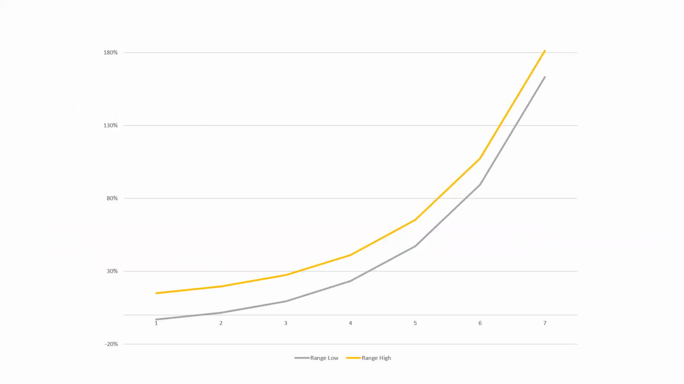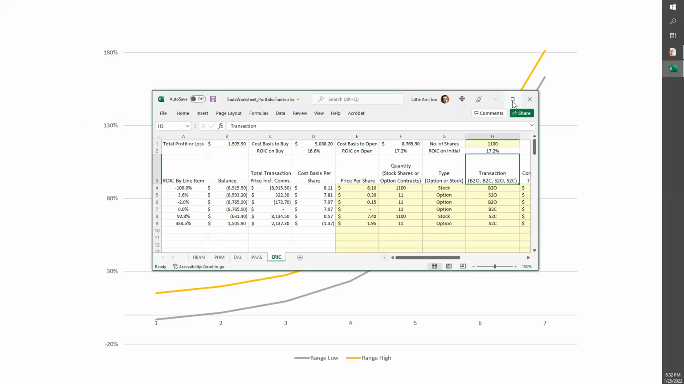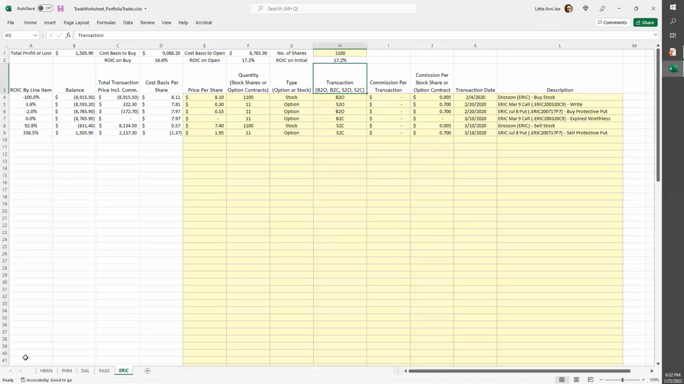So I'm going to show you this graph, but I'm actually going to pull over some examples. These are some trades I've done not too long ago. Let's look at some of these.